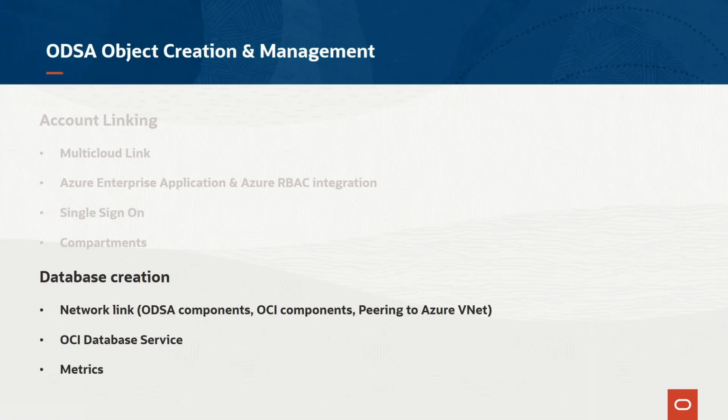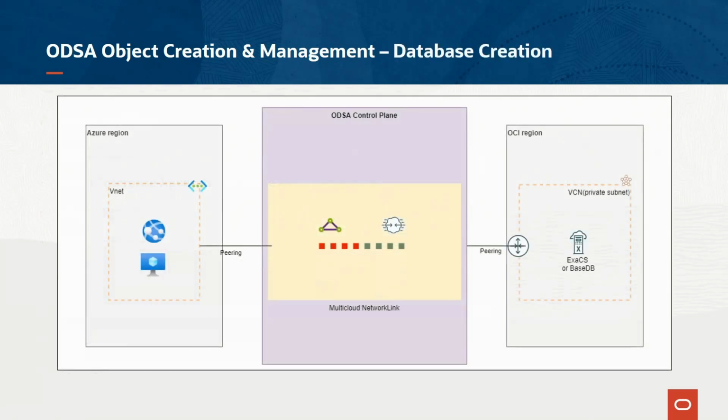So if we then start to have a look at what gets created when you create a database. So when you create a database, first of all, the network link is created, as we call it. So the network link consists of a number of ODSA components that exist in the ODSA service, but also of some OCI components. So you need to think of, for example, the VCN and a DRG, and all of the various routing rules, etc. And then also there is some peering done from the ODSA components to the Azure VNet that you selected. And of course, the database service is created and the metrics are created. So let's have a closer look at that for a second.